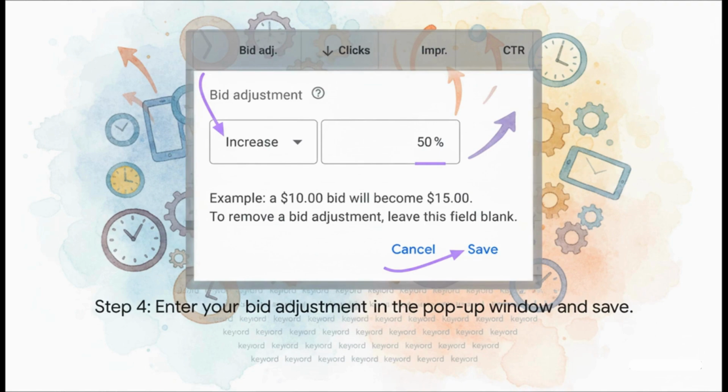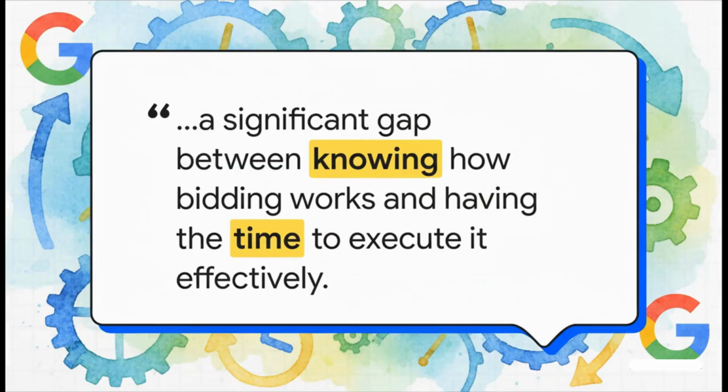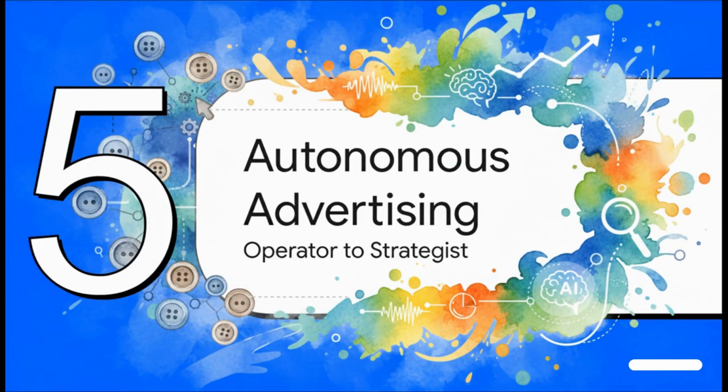Now just imagine doing that for different times of day, different devices, and hundreds of keywords. It's literally a full-time job. This quote just says it all, doesn't it? There's a significant gap between knowing how bidding works and having the time to execute it effectively. That gap, that's the barrier to growth for so many businesses. So how do you bridge that gap?